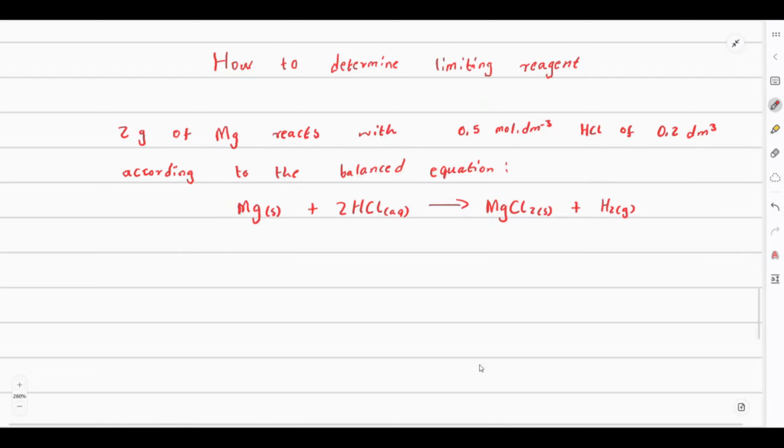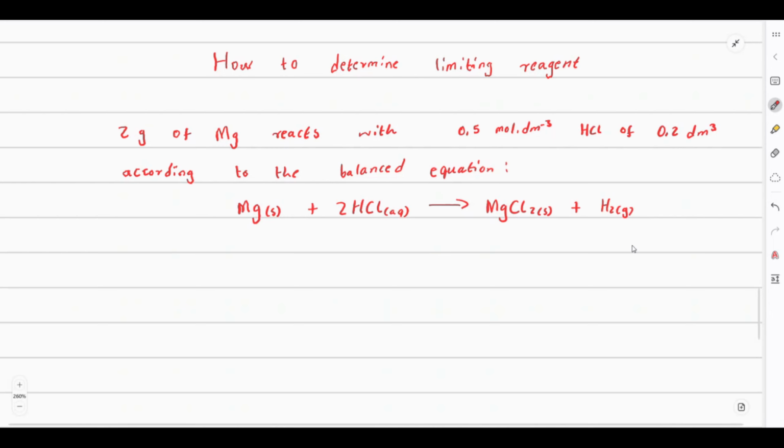Because for a reaction to be complete, if this one is the limiting reagent, then this one will be the excess, for example. So we need to determine that. We are going to learn how to determine it. My best advice is to always use the number of moles to determine the limiting and excess reagent.